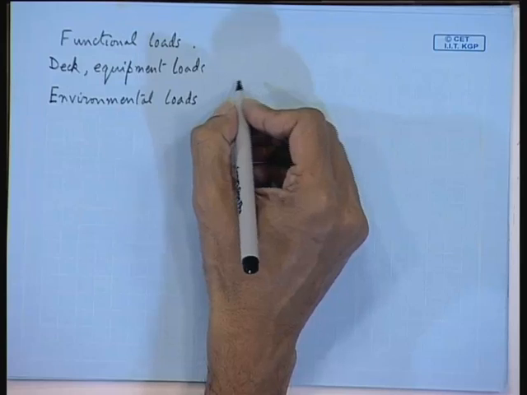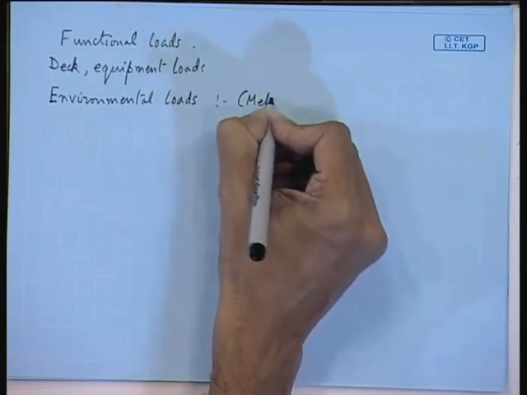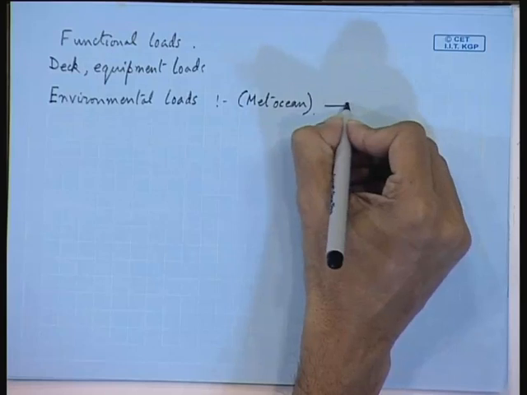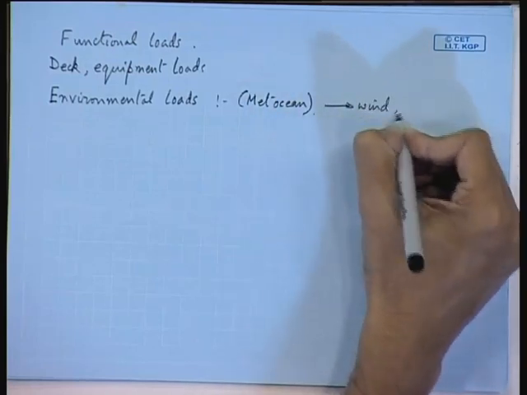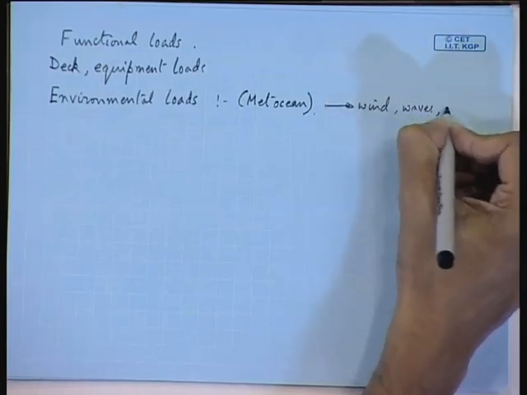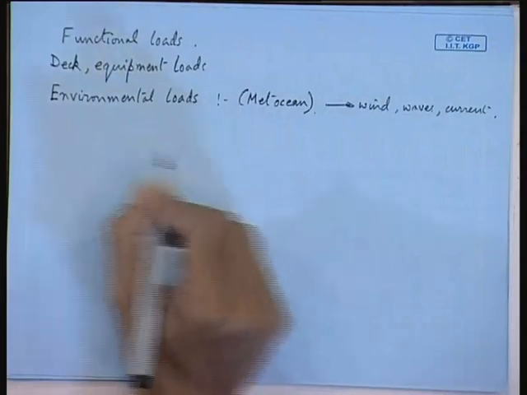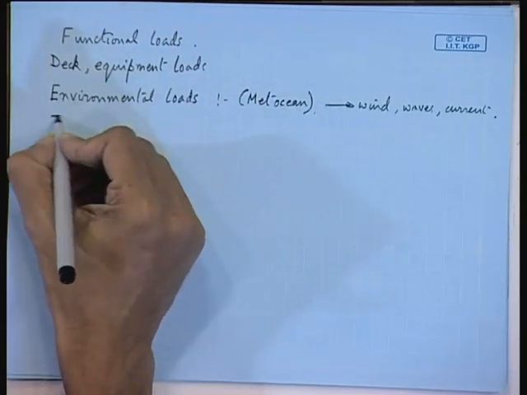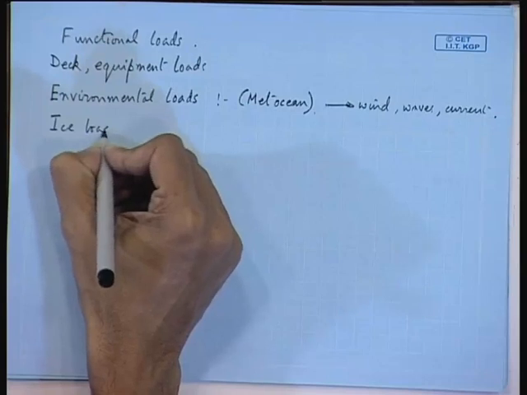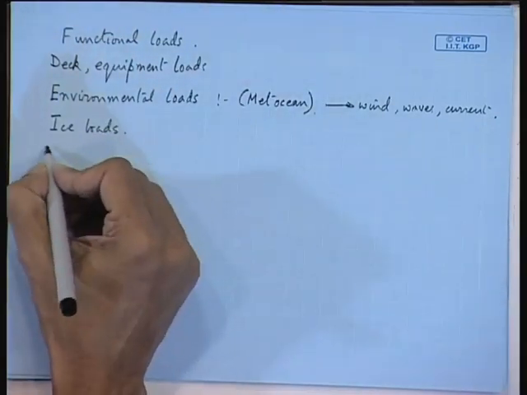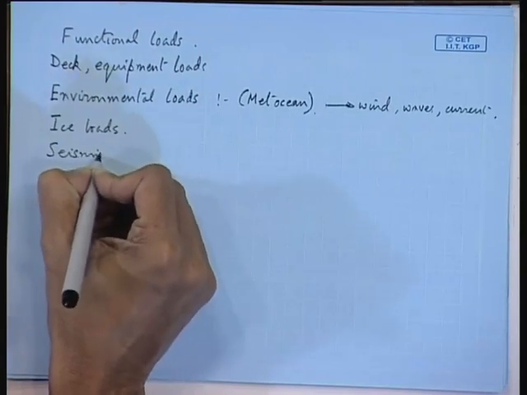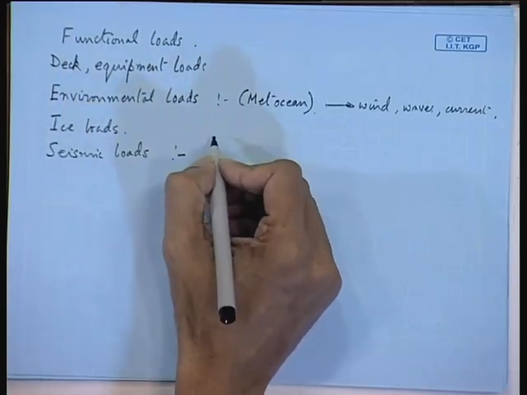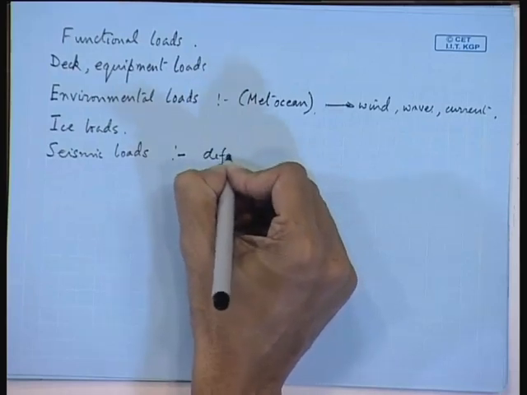So environmental loads come from metocean. So wind, waves and current. So the ocean engineer has to be thorough about this. This is called metocean. Ice we are not getting, you can get it in the Arctic. Seismic, because this is a fixed structure, you will get earthquake loads. So deformations caused by earthquake.